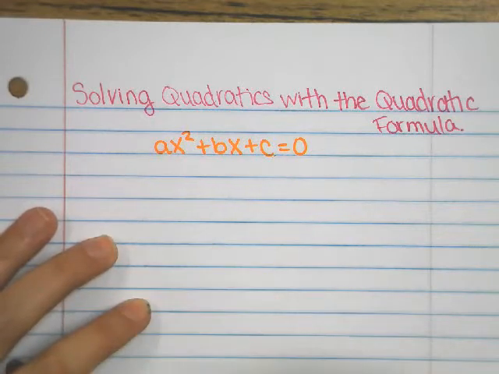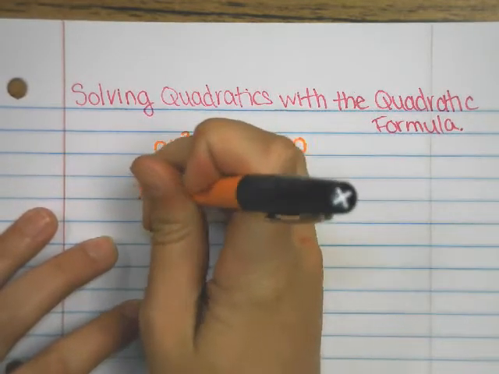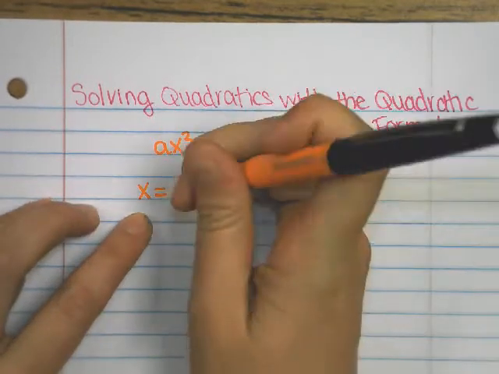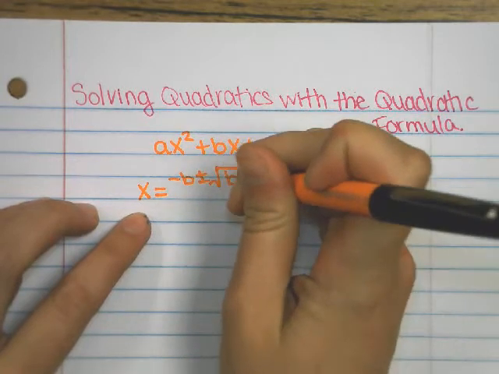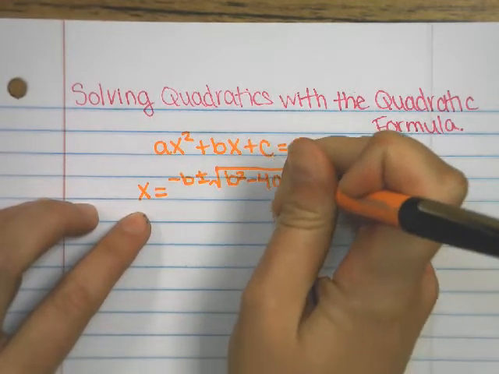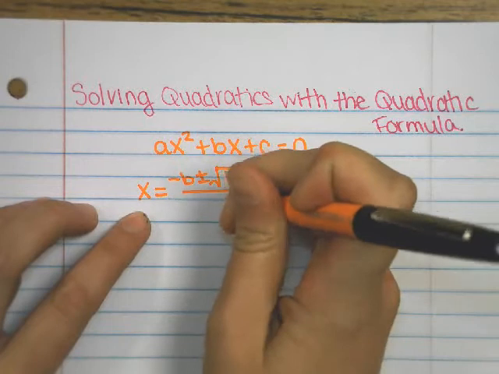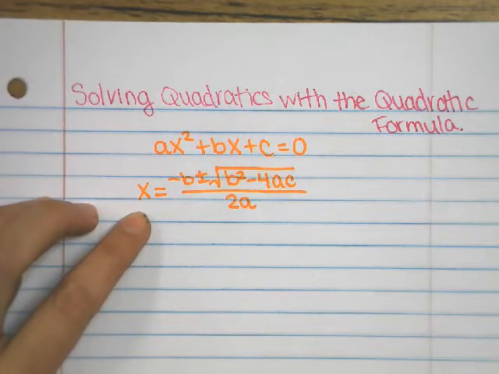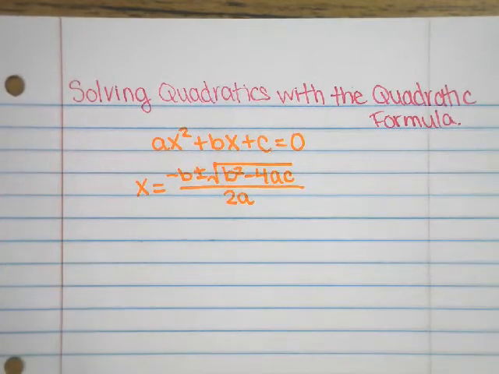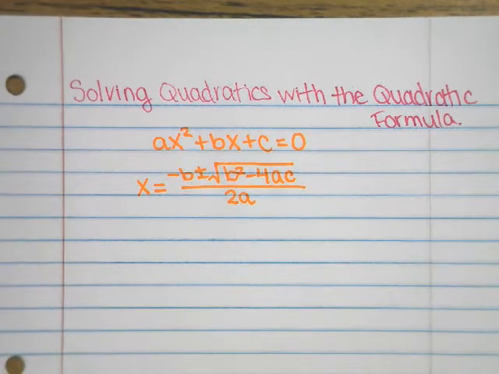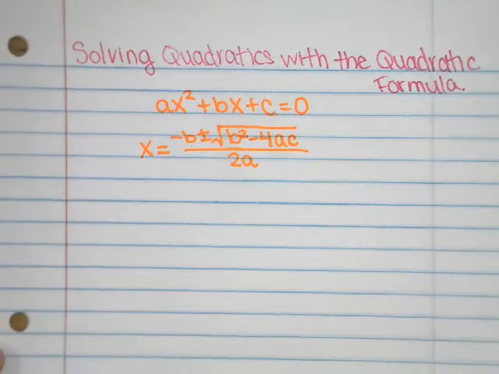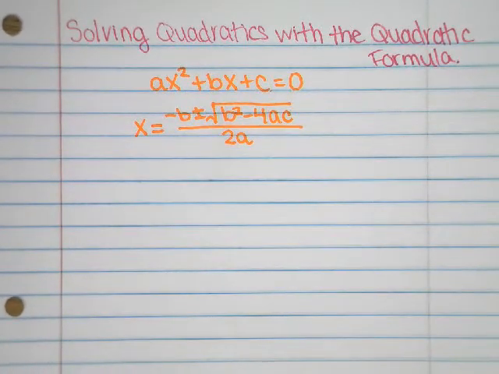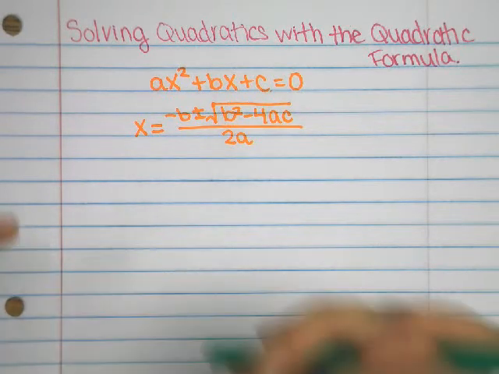If you have a quadratic in this form, then your solutions can be found by using the quadratic formula. x equals negative b plus or minus the square root of b squared minus 4ac, all over 2a. Once again, I know that's a lot to remember, but look at the video up above and there's a catchy little tune that'll help you remember it. So we're just going to go through one example so I can show you how to use this fancy little formula to solve a problem.